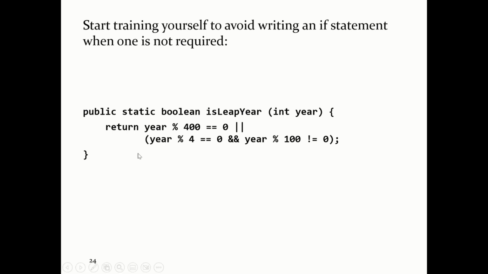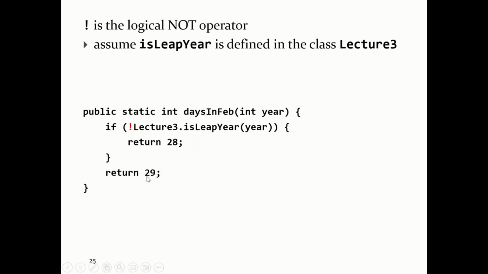It's very funny when you read code that says if something equals true, return true, or if something equals false, return false. You can just return the something. Okay, if you need to negate something, that's the exclamation mark, but I'm pretty sure you know that.